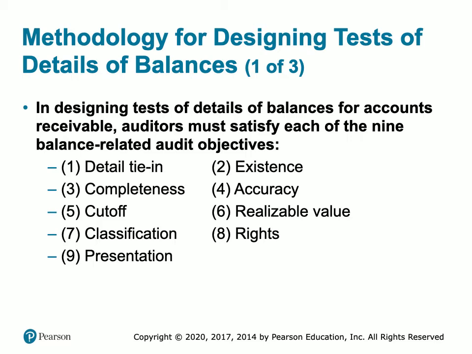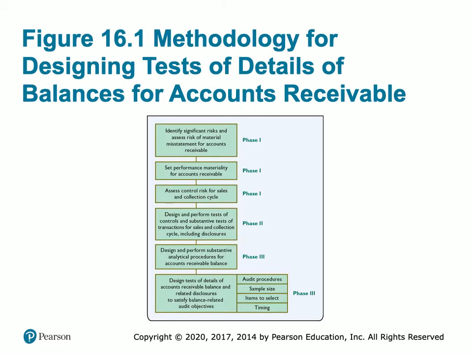Completeness of accounts receivable is usually not one of the higher risk items, and so you'll spend less time on that. That said, you do have to do procedures to address all of the different assertions for every account balance. It's just that you will do more for those that are higher risk.